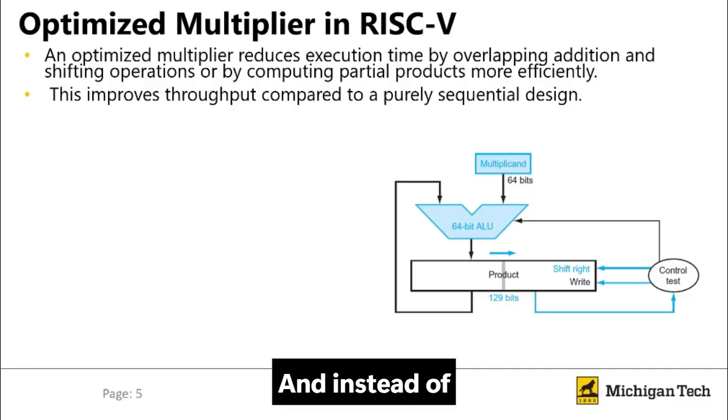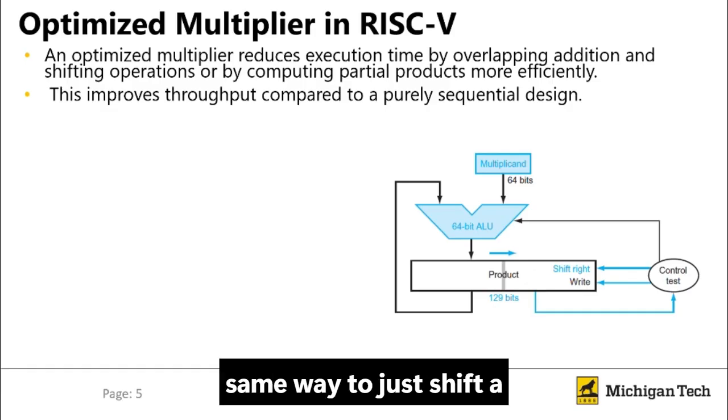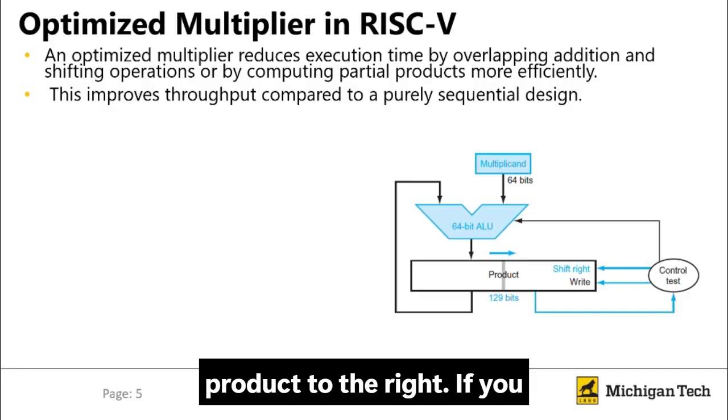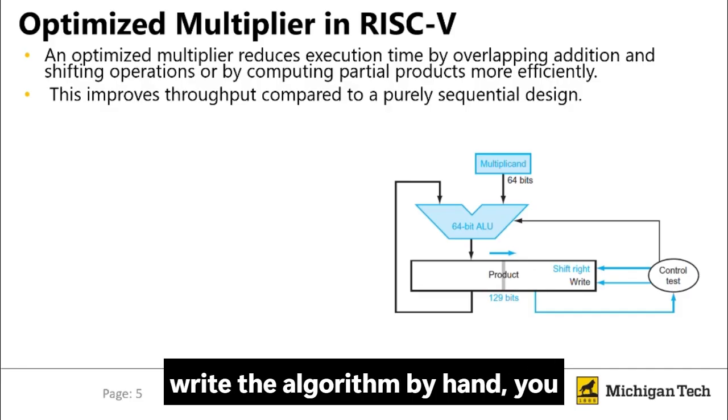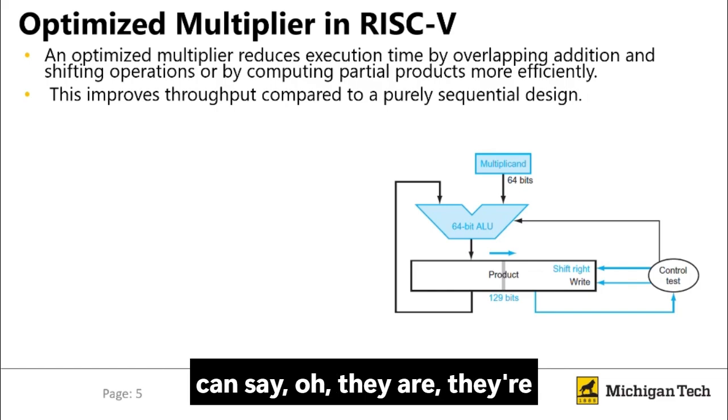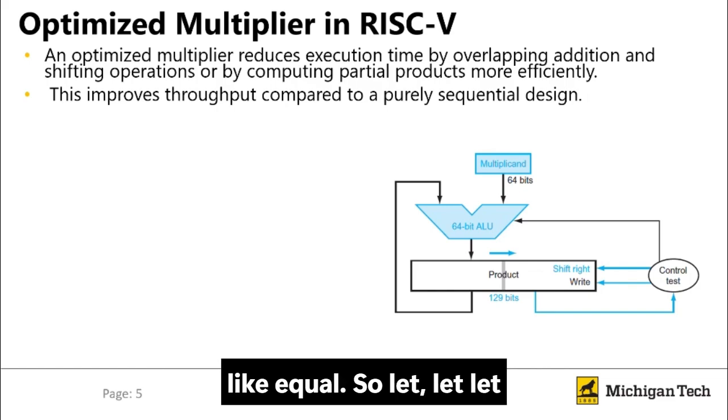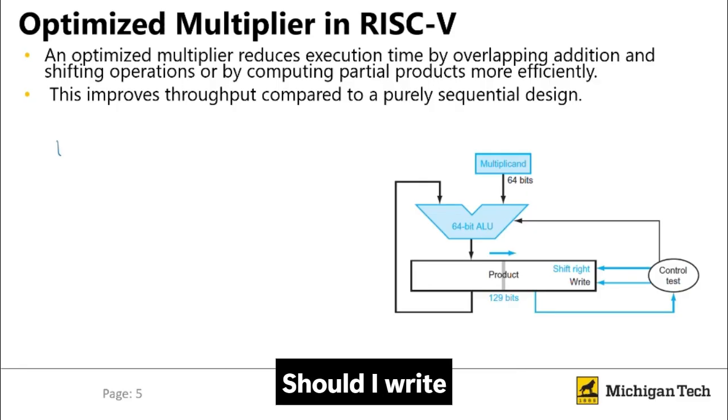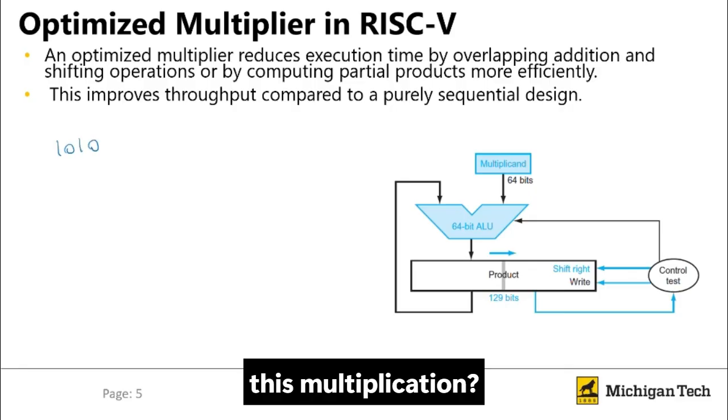And instead of shifting the multiplicand to the left, we can do the same thing by shifting the product to the right. If you write the algorithm by hand, you can see they are equal. So let's see how. Okay, again, let me write this multiplication.